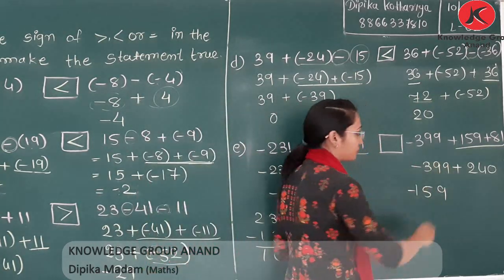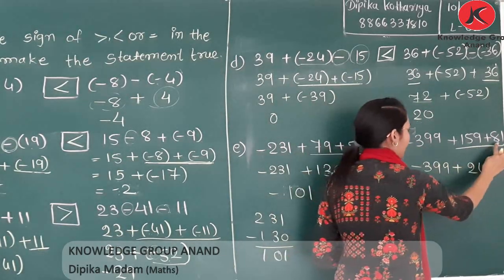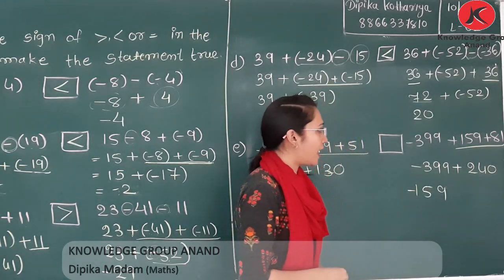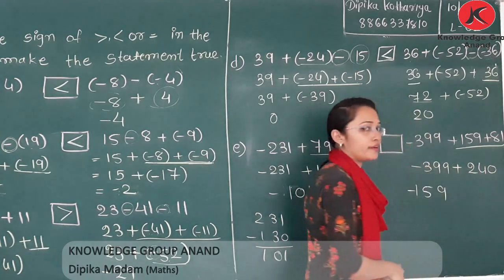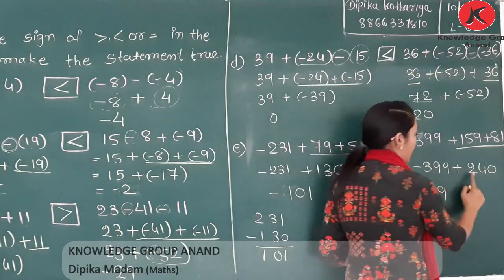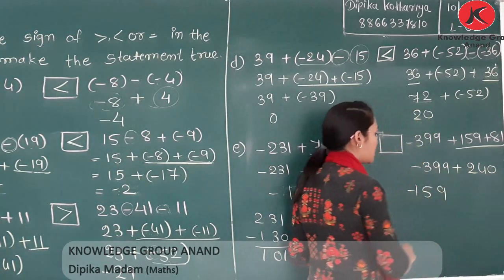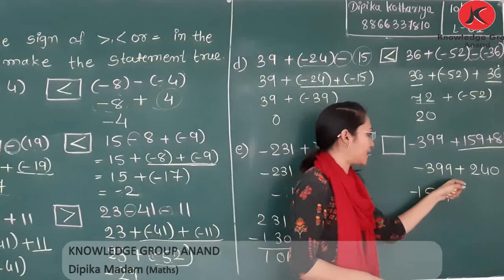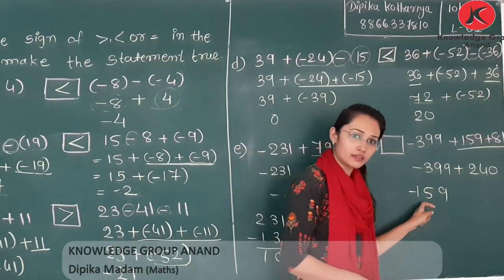On the right side, minus 399 as it is, 159 and 81. Both numbers have the same sign, so add the numbers. 159 plus 81 is 240. So 399 is negative and 240 is a positive number. Subtraction of numbers, so the answer is 159. But it is negative. Why? Because 399 is the bigger number and the sign of 399 is negative.